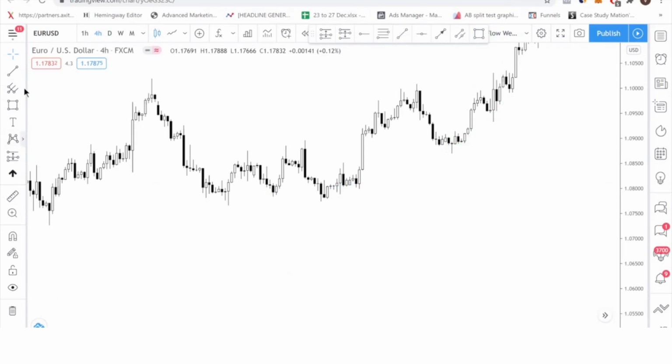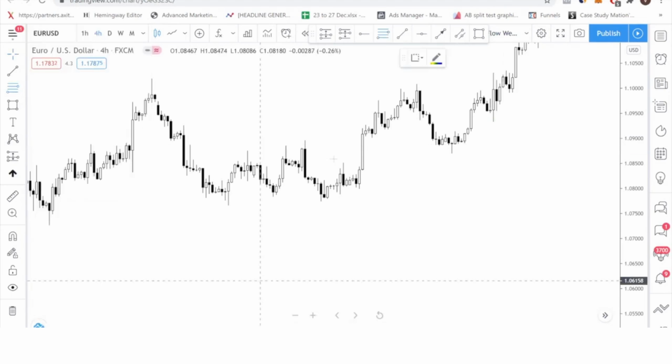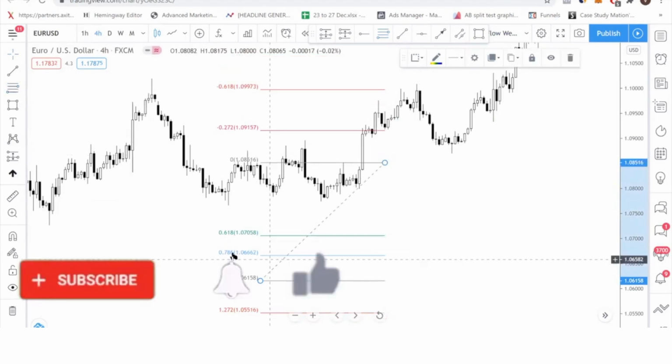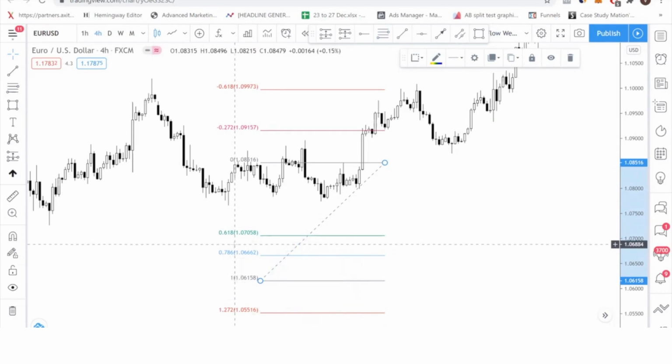Okay, so the first thing you want to do is open your Fibonacci retracement tool. You come over here and go under the Fibonacci retracement. For me personally, I only focus on the 0.618 and the 0.786. There are other Fibonacci levels such as 0.236, 0.38, and 0.5, but there is no need to use those in this strategy. So for this strategy, I just want you to focus on these values.